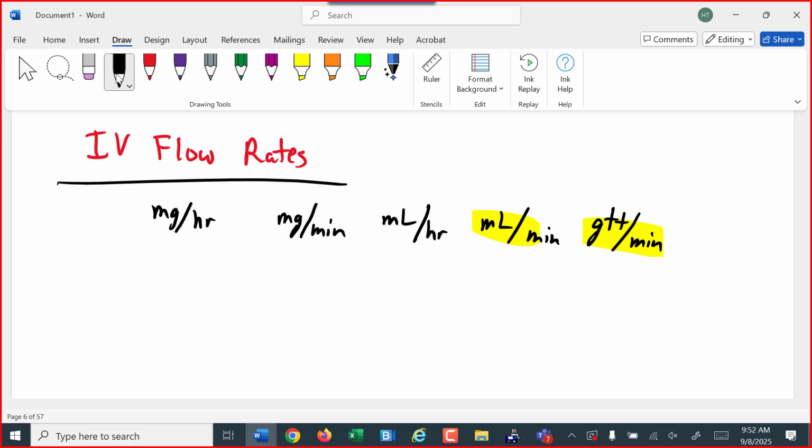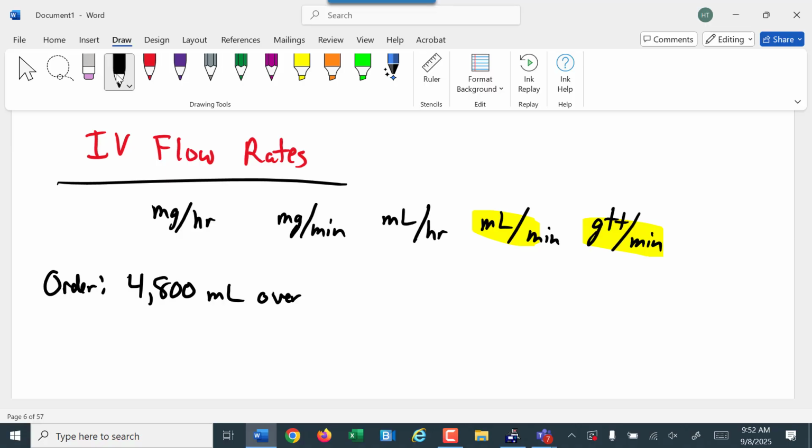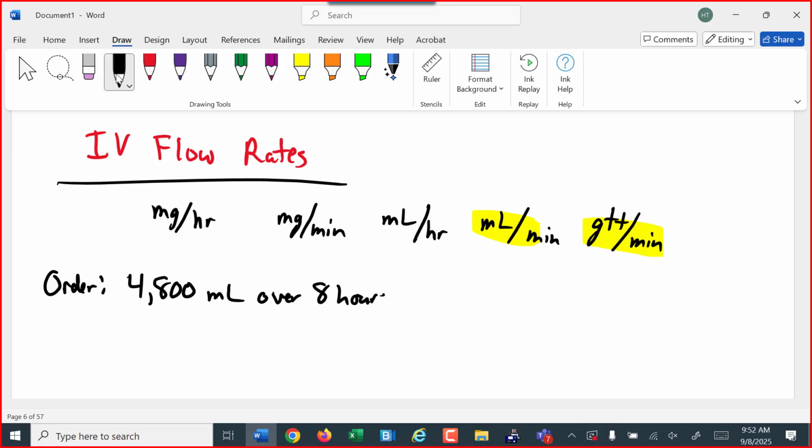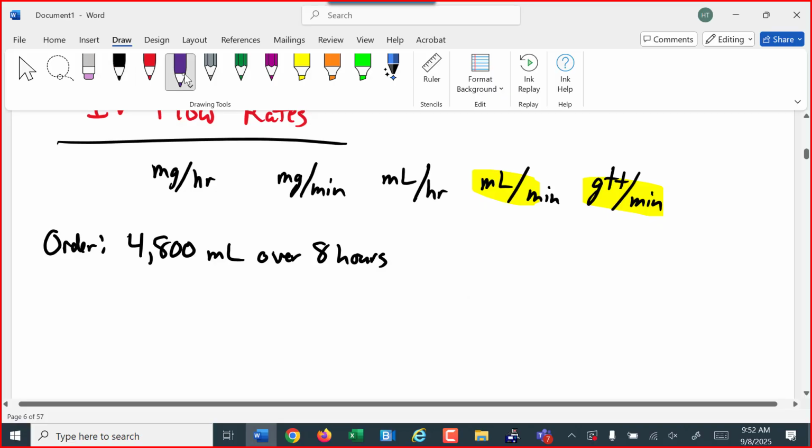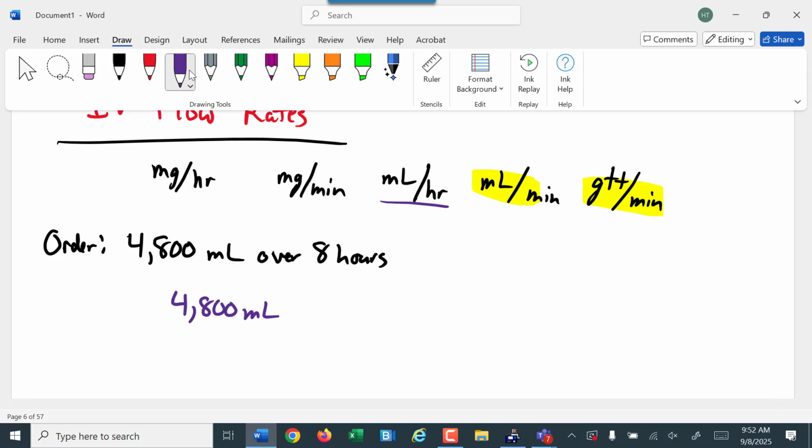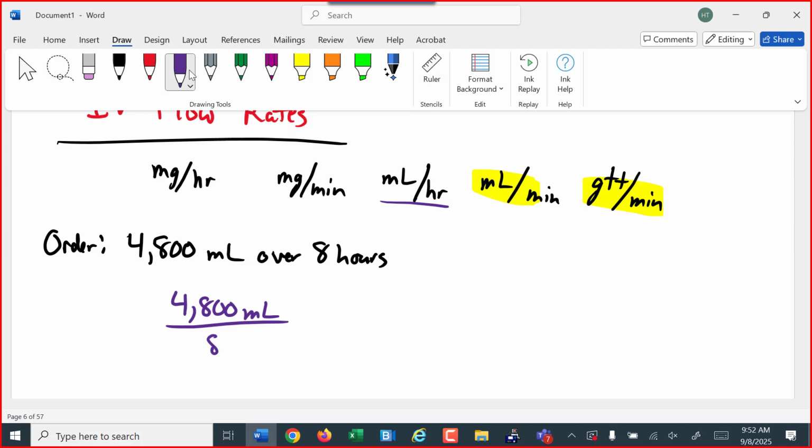flow rate. So if I have a doctor's order to administer 4,800 milliliters over 8 hours, the flow rate here, I could convert into milliliters per hour. To do that, I would just have to divide it out. 4,800 milliliters divided by 8 hours.